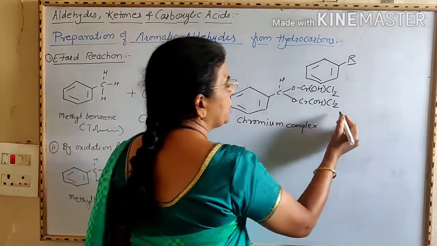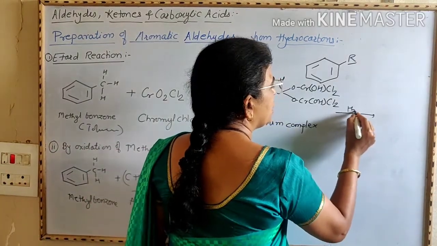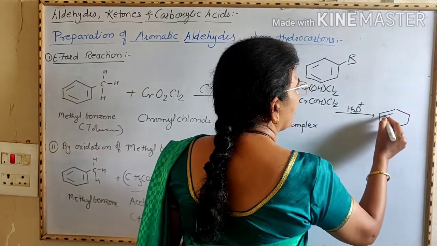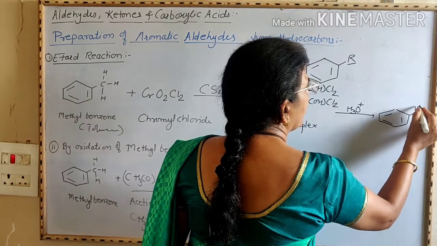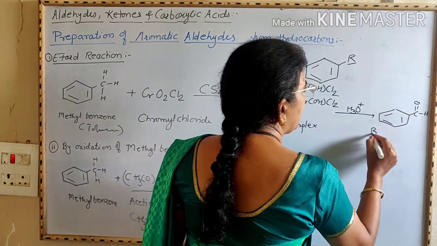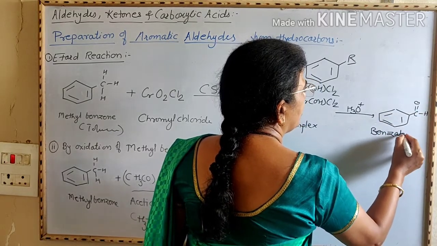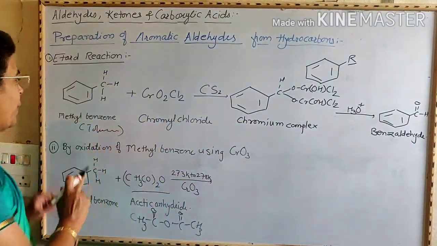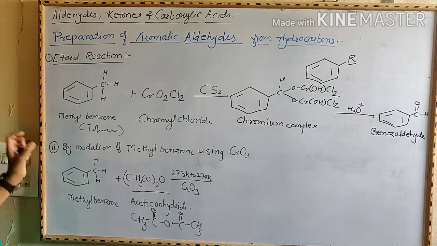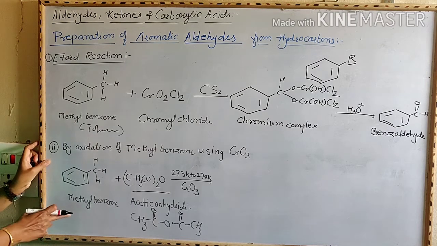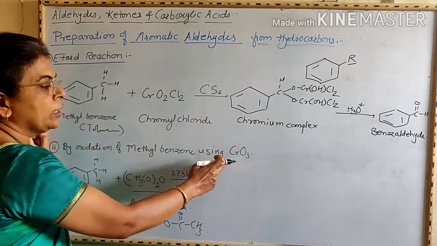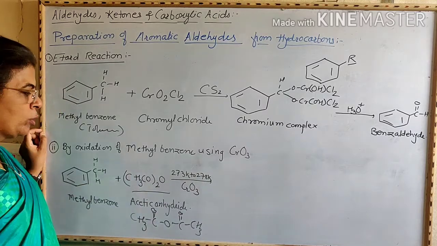This chromium complex undergoes acid hydrolysis to give benzaldehyde. This is benzaldehyde. In this way, benzaldehyde is prepared by using methylbenzene or toluene. Then, the second method to convert methylbenzene into benzaldehyde is by oxidation of methylbenzene using CrO3, that is chromium oxide.